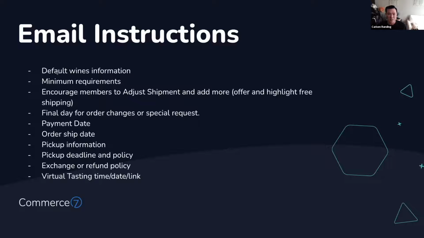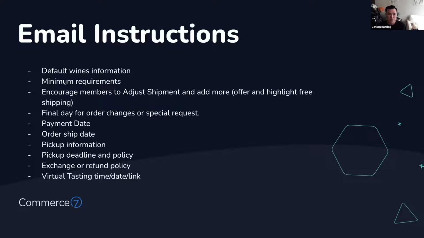One way to do that would be to outline information about the wines. I've seen email instructions where it describes why certain wines are only accessible to this membership and why it's a privilege to be able to purchase a certain wine. And they'll outline in the email instruction, which will then encourage the customer to adjust their shipment and perhaps purchase more of that bottle that is exclusive to that club level.